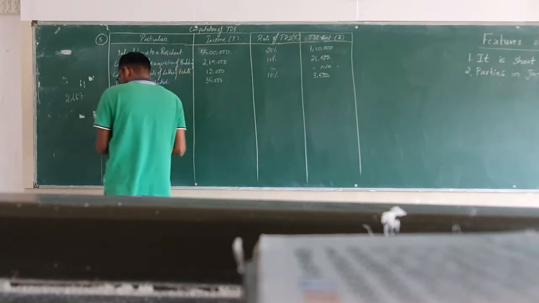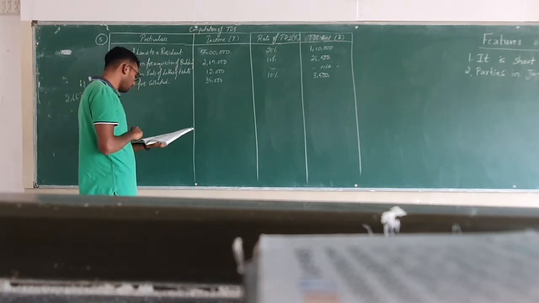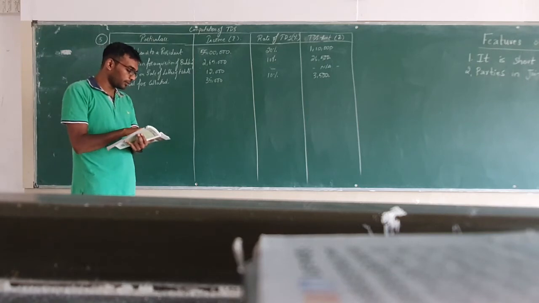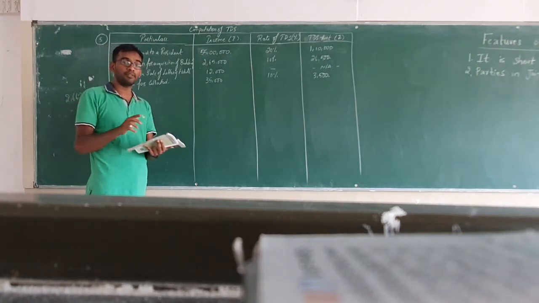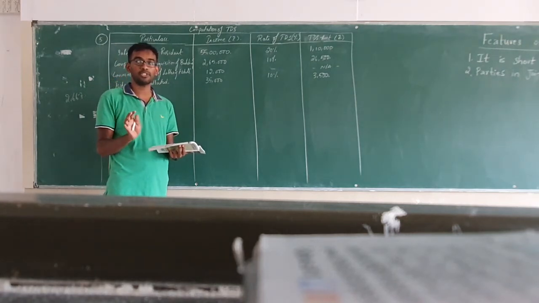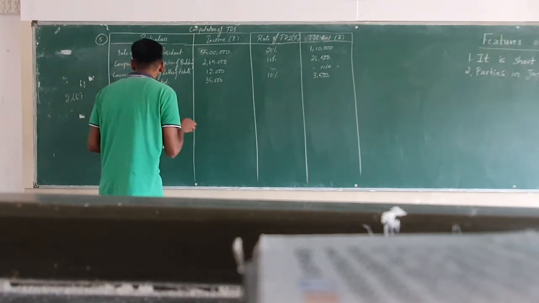Then again next item they have given, annual salary paid rupees 4 lakh. Now annual salary paid is rupees 4 lakh. Now we have to take the average. So whenever we are computing TDS on annual salary, what we have to do? We have to take the average of 12 months. How much is the annual salary?